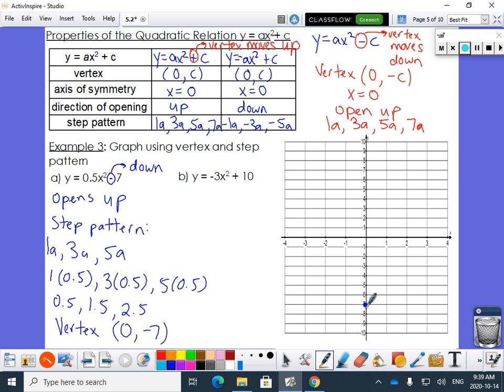And now, our step pattern is 0.5, 1.5, 2.5. So I'm going to go over 1, up a half. Over 1, up 1.5. Over 1, up 2.5. Same thing on the other side. Over 1, up a half, over 1, up 1.5, over 1, up 2.5.